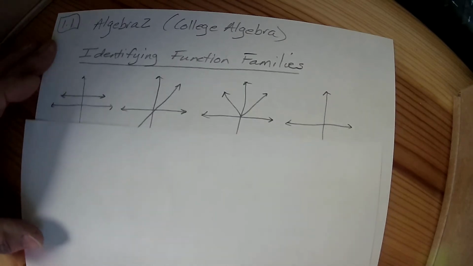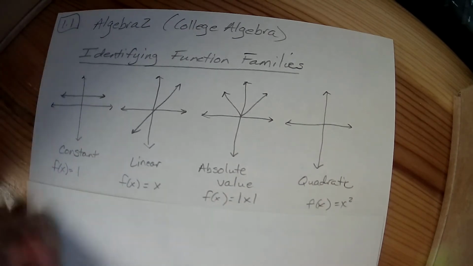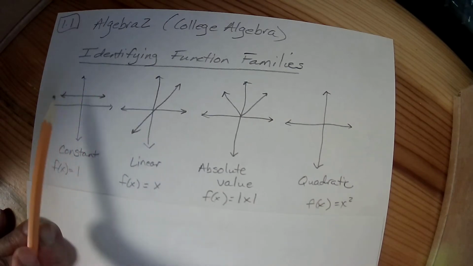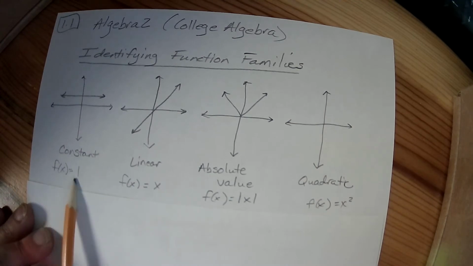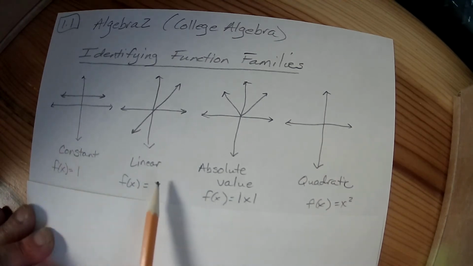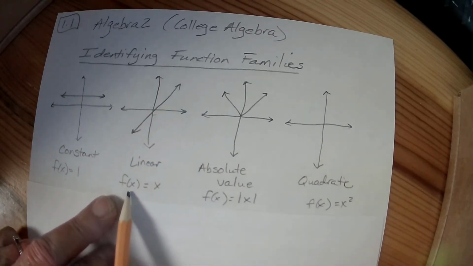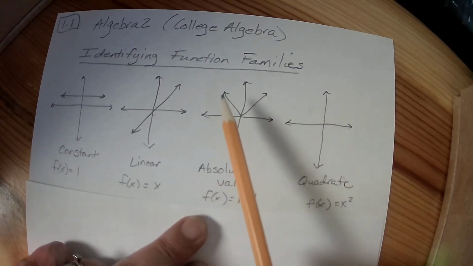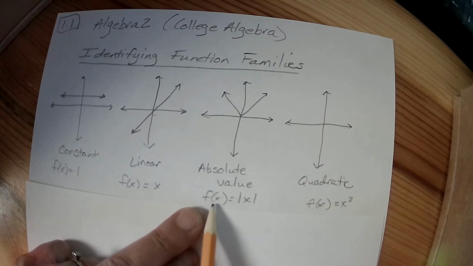All right, so the main function families that we're going to be talking about in this section: a constant function has a constant y value. In this case, the parent function is f of x equals 1. Linear function, notice that it goes through the origin, and the parent function for that is f of x equals x. These V-shaped graphs are absolute value graphs, and the parent function for absolute value is f of x equals the absolute value of x.